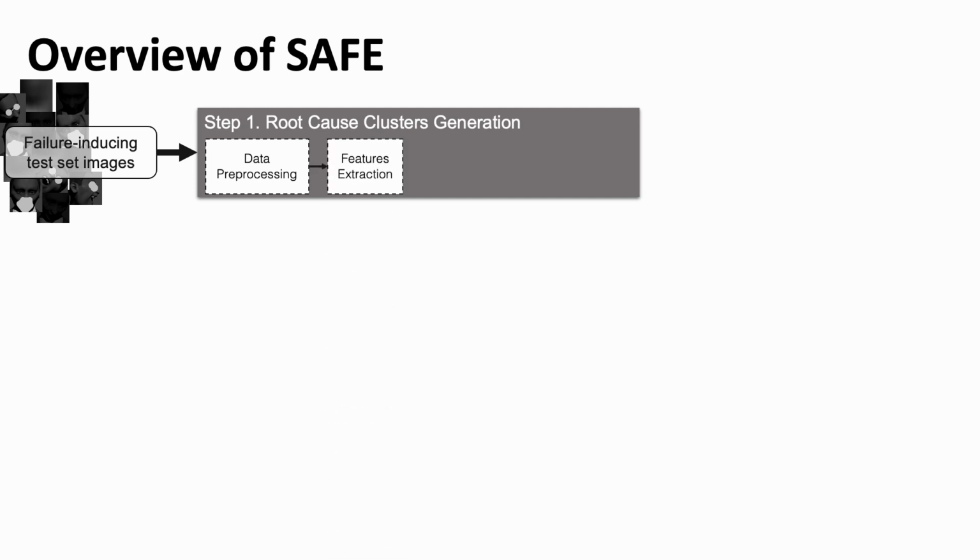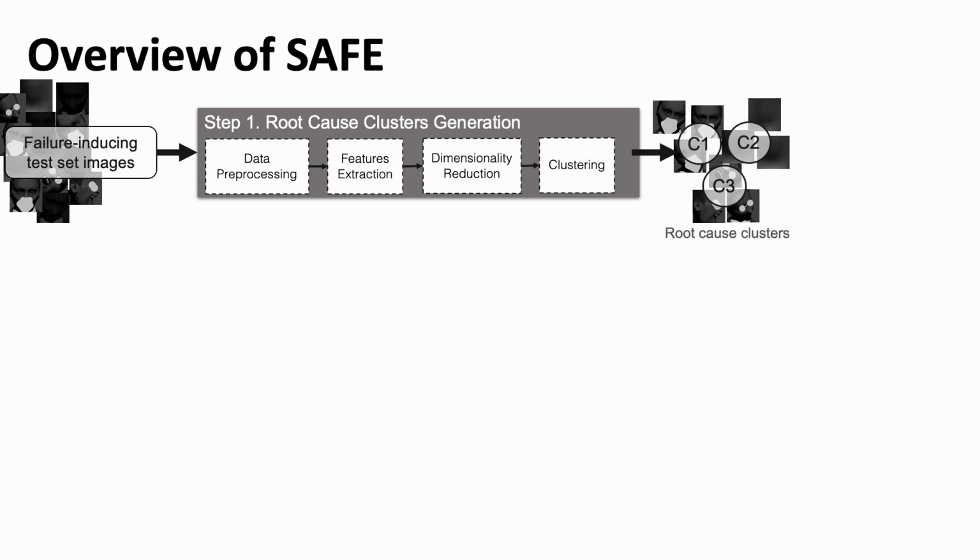In the second activity, SAFE relies on a transfer learning-based feature extraction method that leverages the VGGNet16 model pre-trained on the ImageNet database. In the third activity, SAFE relies on principal component analysis to reduce the dimensions of the features. In the fourth activity, SAFE relies on the dbScan clustering algorithm to generate the root cause clusters. The generated clusters contain images that are similar and therefore led to failure for the same reason.